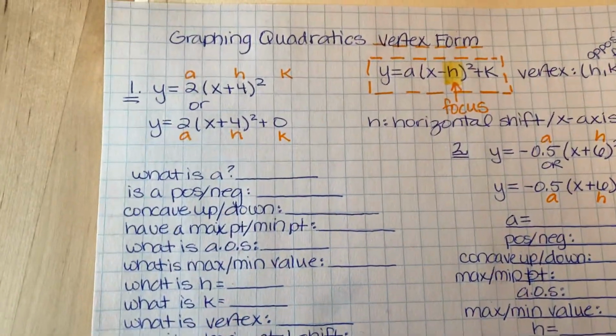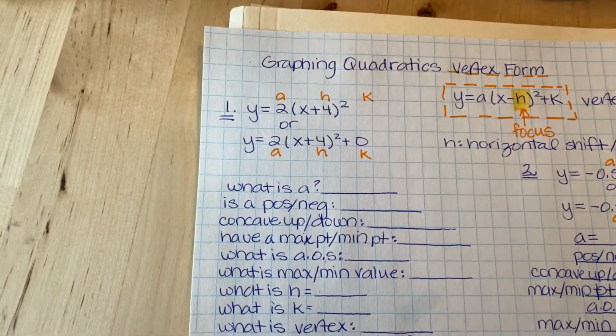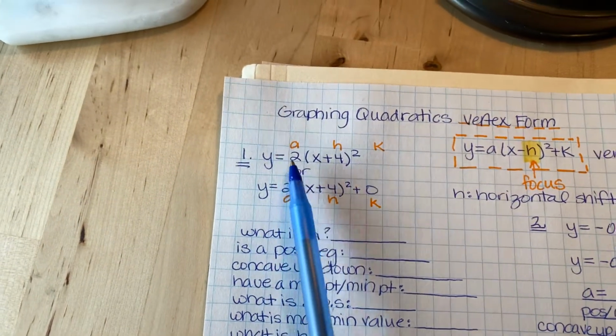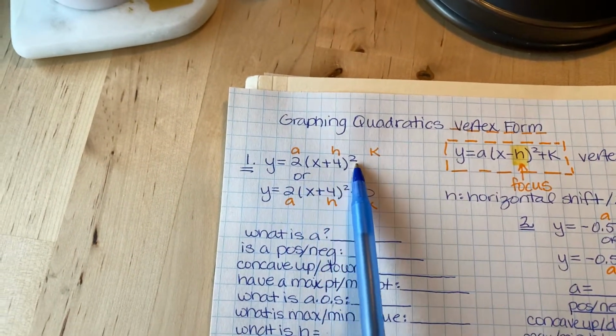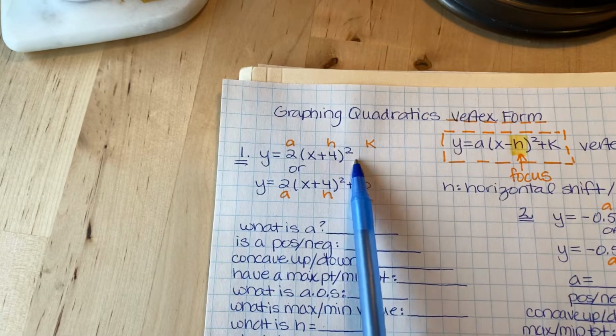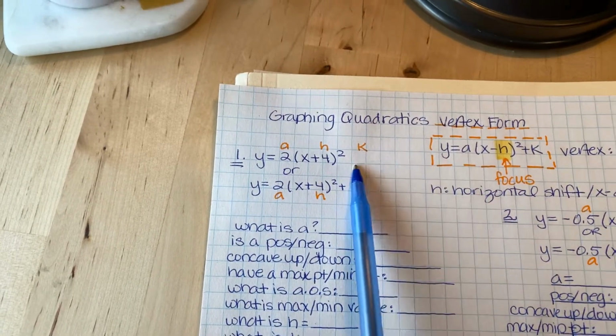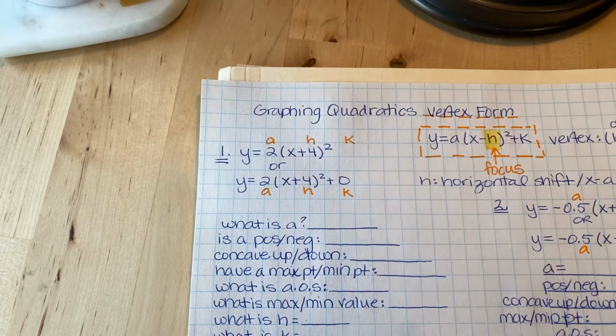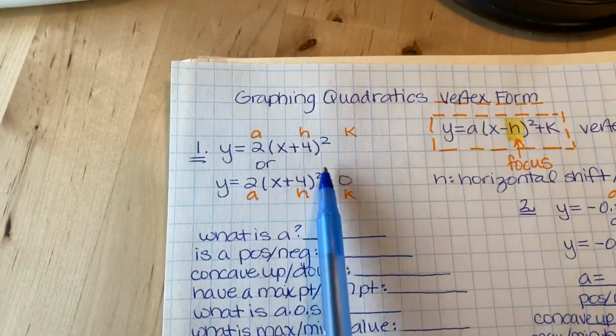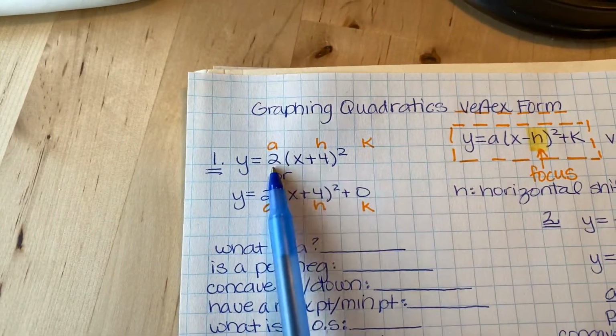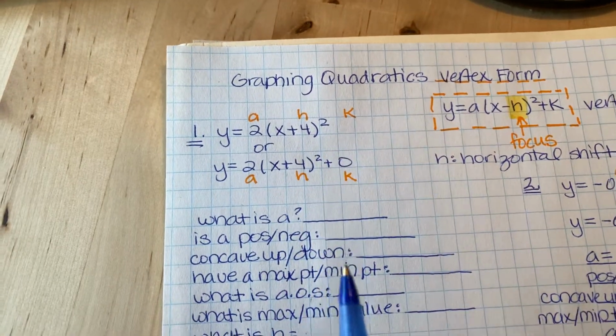Okay, here we go. y is equal to 2, quantity x plus 4, squared. Remember, there is a k here. It's plus 0, so just get used to that. Tomorrow we'll start making it another number. Okay, all right, so here we go. So this is the same, right? a, h, k. All right, so we're going to fill it out.